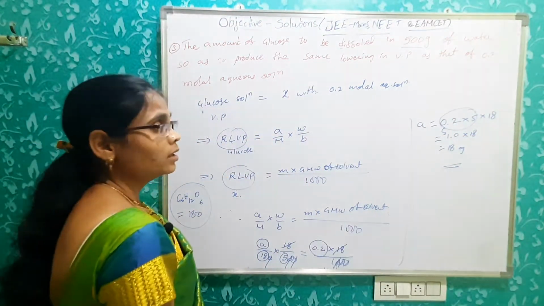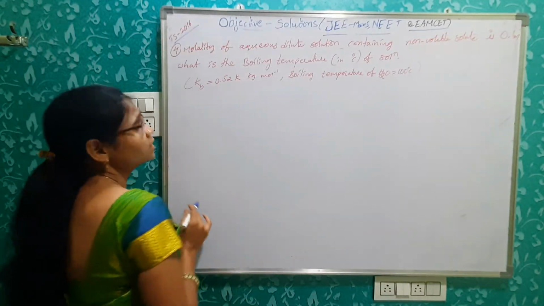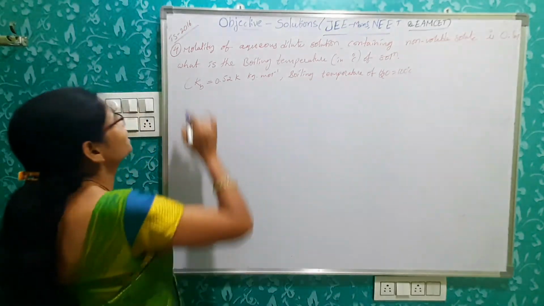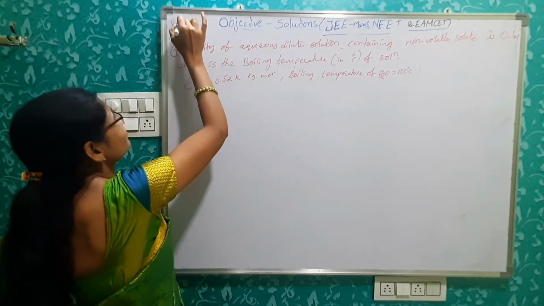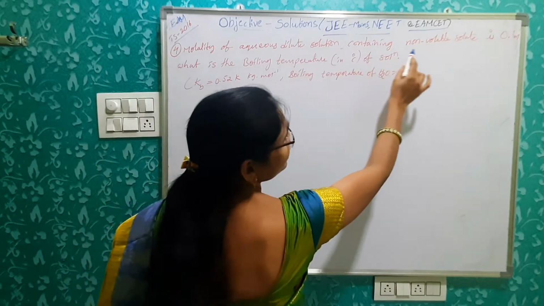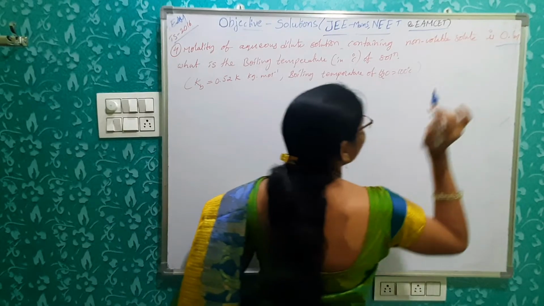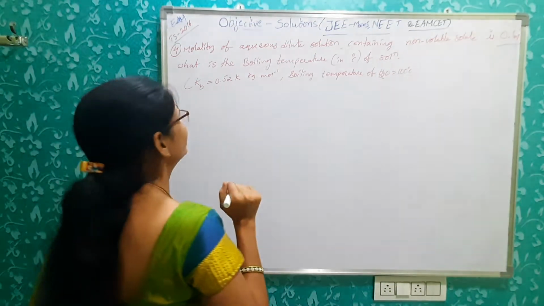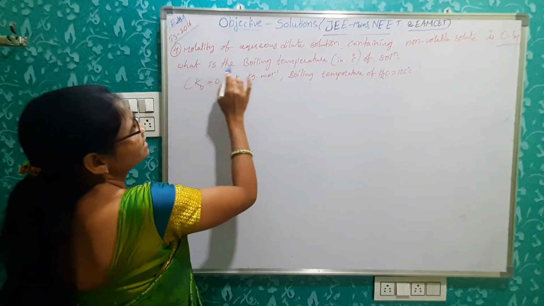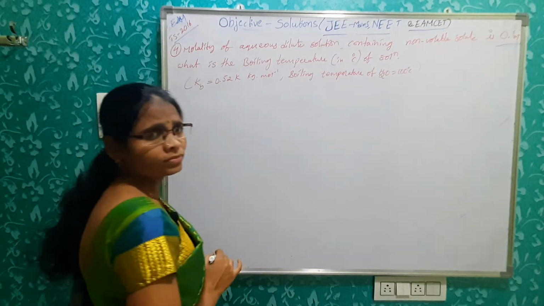Okay. Next problem. Fourth problem. This is previous TS 2016. TSMC 2016. Molality of aqueous dilute solution containing non-volatile solute is 0.1 m. M means molality. What is the boiling temperature in degrees Celsius of solution?